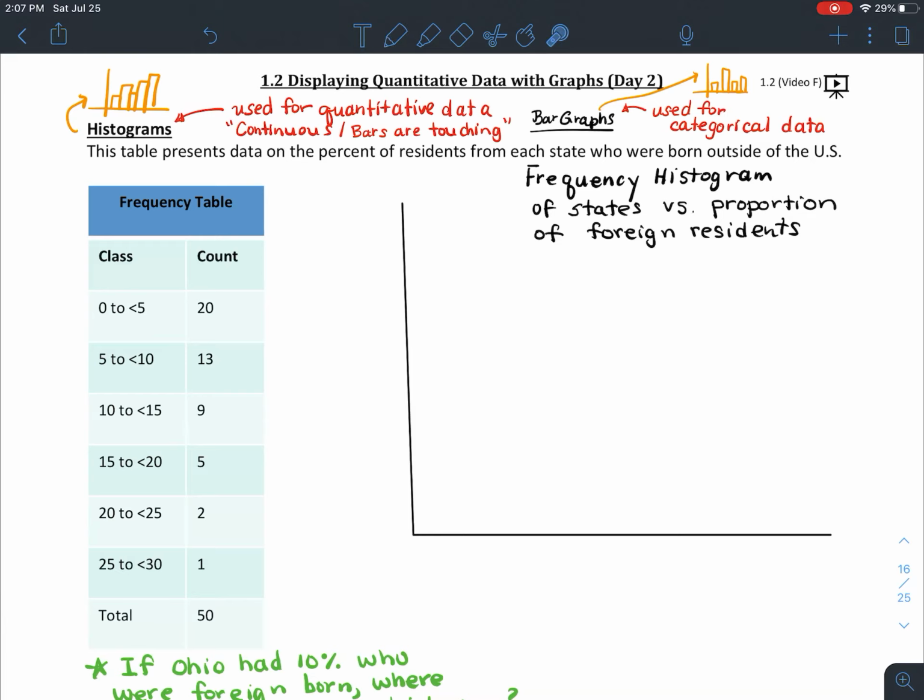Now, histograms is something that could easily be confused with bar graphs, so I want to make sure to just talk about the distinction between these two here real quickly. A histogram is reserved for displaying quantitative data. Okay, that's our numerical data where averaging the numbers would make sense. Okay, and a histogram is continuous, meaning your bars are right next to each other and they're touching.